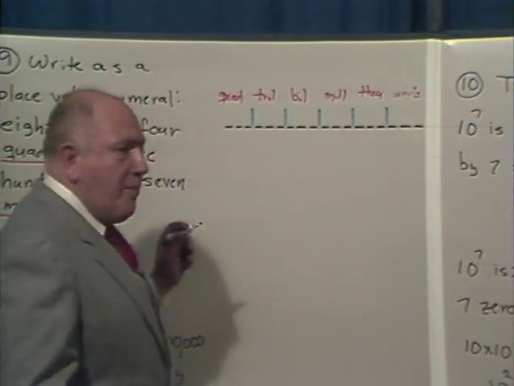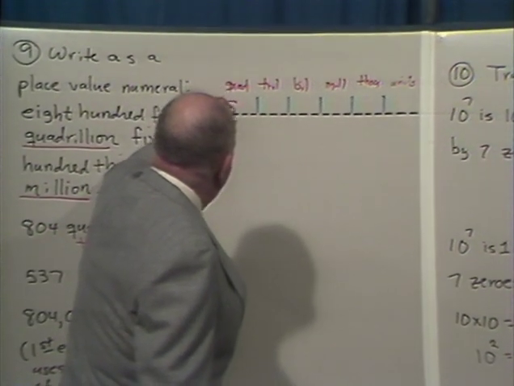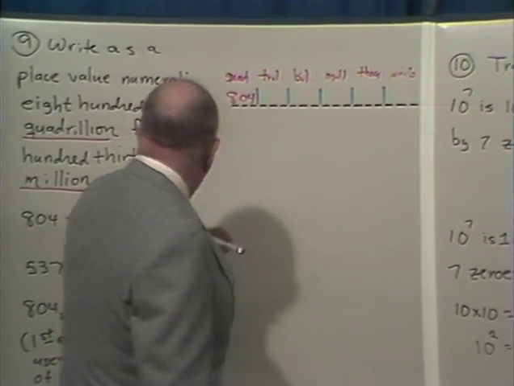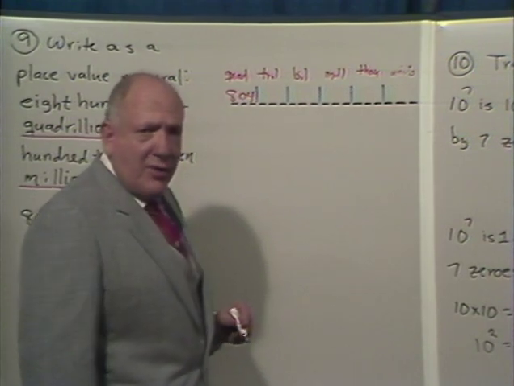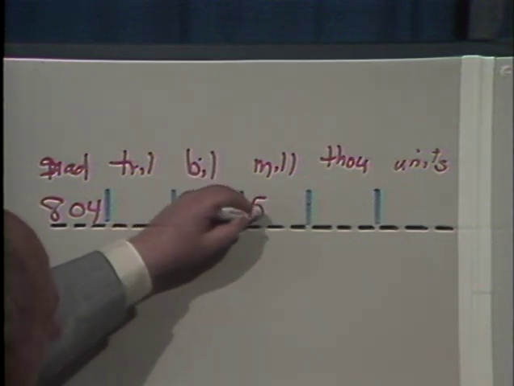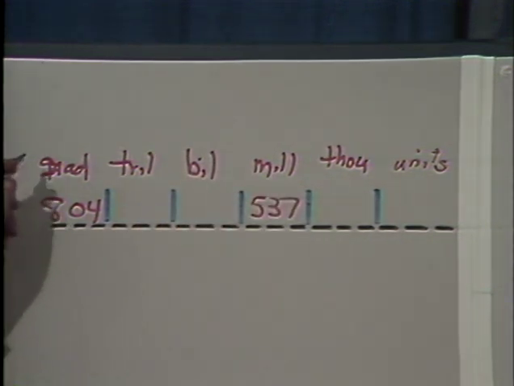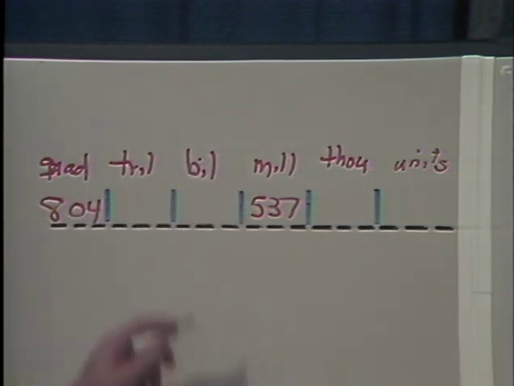See, I'm going to look back over my shoulder. You don't have to watch this. It was what, 804 quadrillion? So I put the 804 in the quadrillions place. Then there was what, 537 million? So I put the 537 in the millions place. Now how would I read this so far? 804 quadrillion, 537 million.